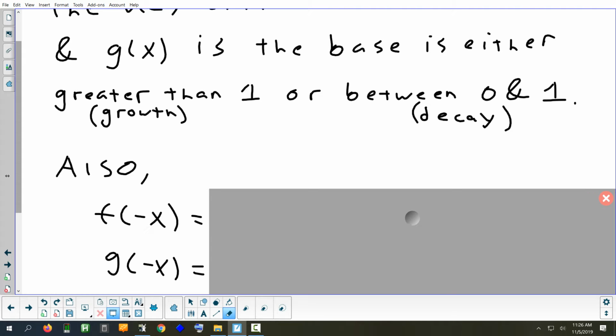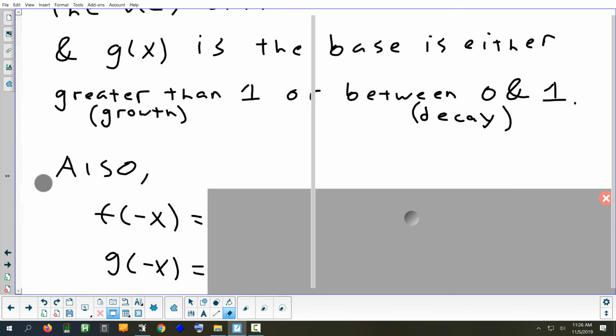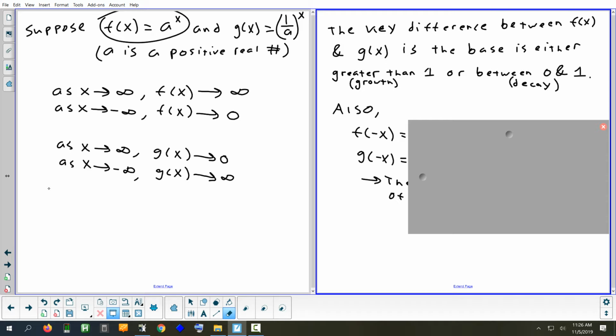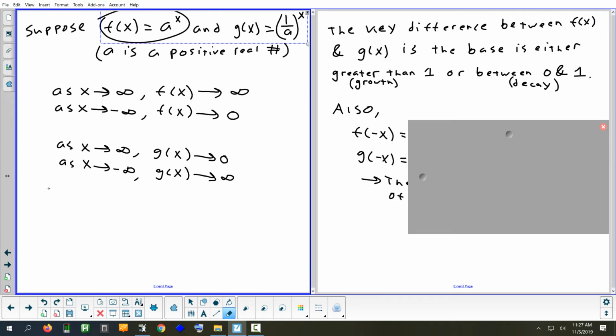So let's look at this. I'm going to put the other page back up, but I want to take those two graphs that I just had and plug in a negative for x. So I want to basically replace x with negative x and watch what happens. So take f of x and replace it with negative x. What would f of negative x equal?